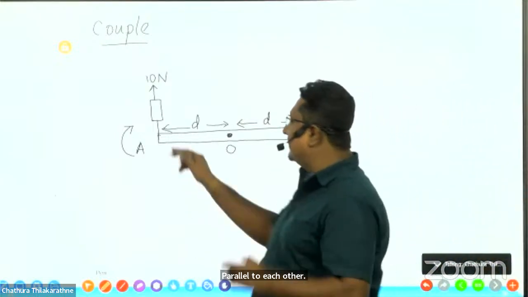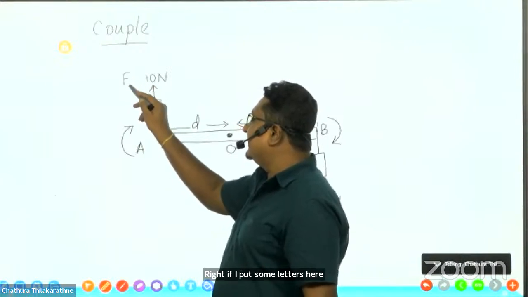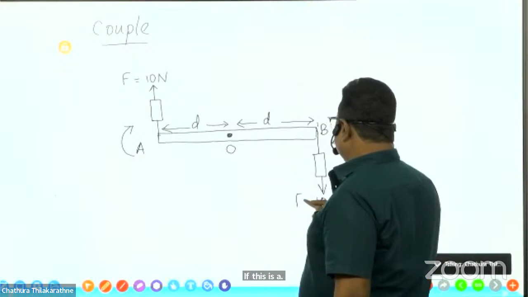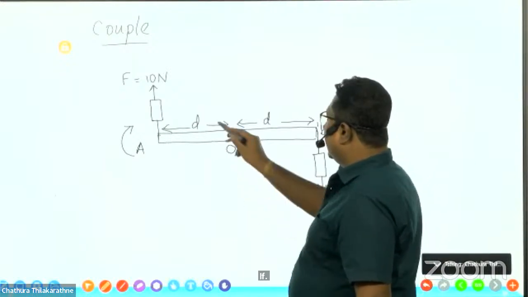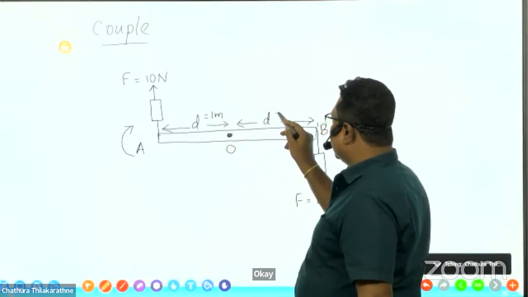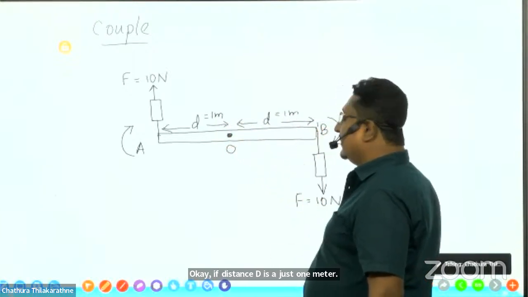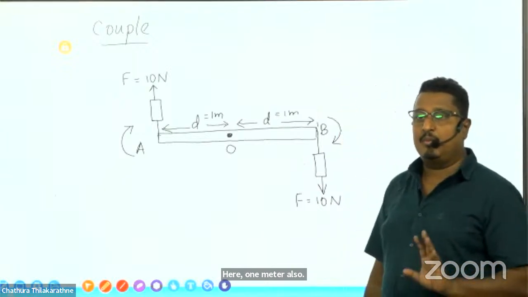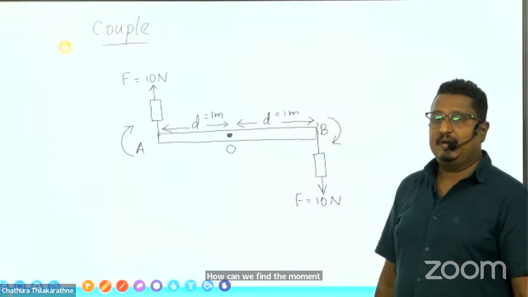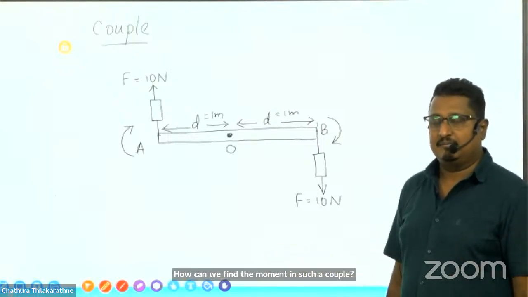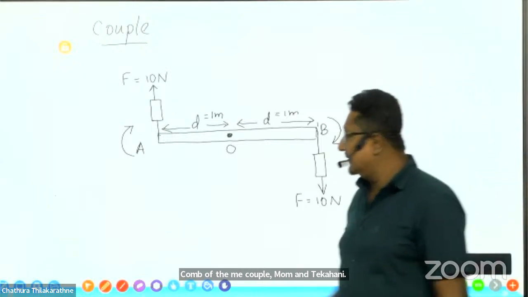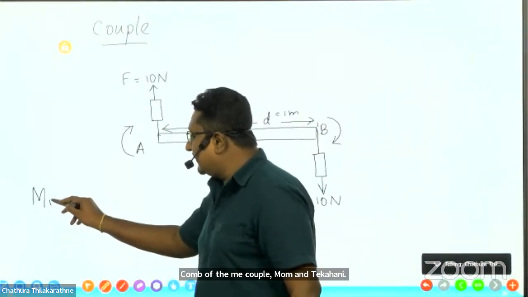Right. If I put some letters here, if this is F1, this should be F2. Okay. If distance D is just 1 meter, here 1 meter also, how can we find the moment in such a couple? How do we find the moment of this couple? Moment of a couple.